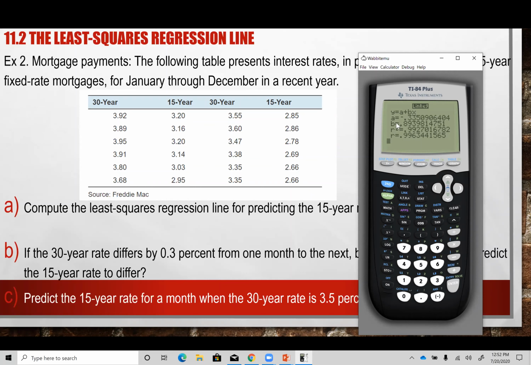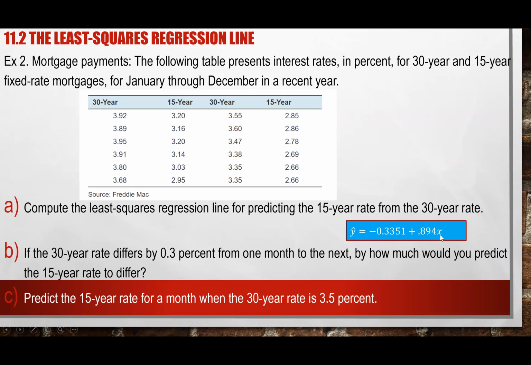Which is, again, all we need to do is take the A and take the B, and using this formula or this equation here, my equation will be y equal to negative 0.3351 plus 0.894x. Again, the x and the y stay as input. This is my A item, and this is my B item, which is the slope.